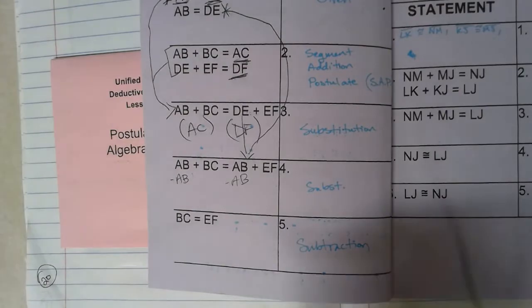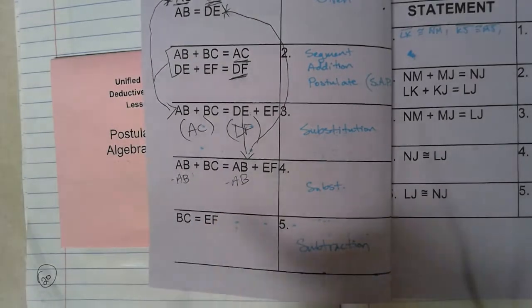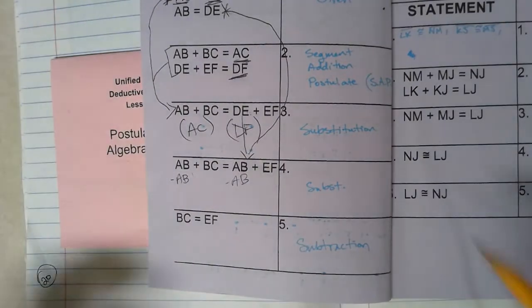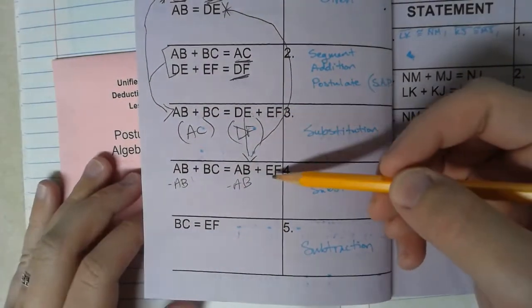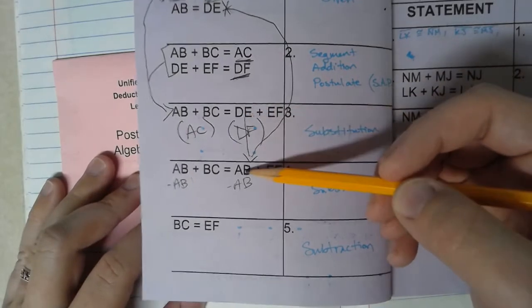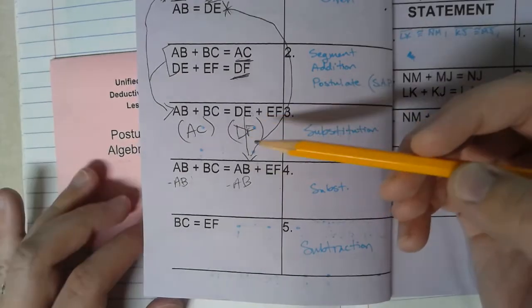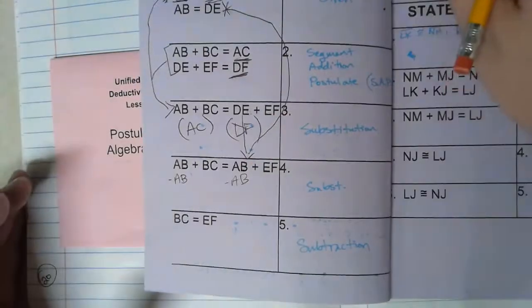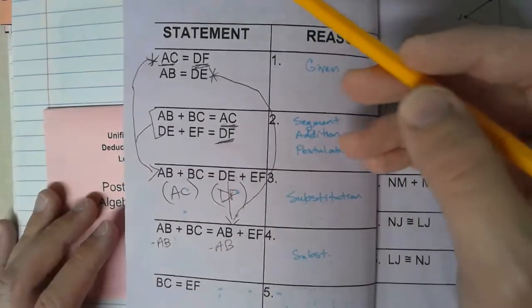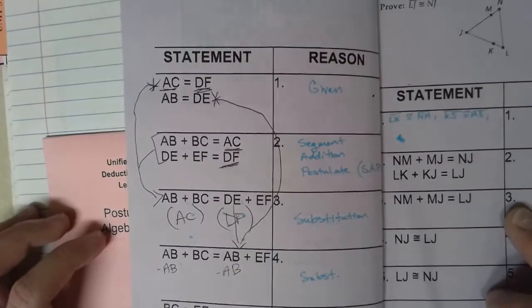Okay, so let's keep moving. Now we've got AB plus BC is equal to AB plus EF. If you look between statements 3 and 4, there's only one thing that changes, and it's right here. This DE becomes an AB. So how could they just make that switch out of nowhere? It doesn't show anywhere up here in my conditional statement or in my picture. So how in the world could they make the switch for AB and DE?